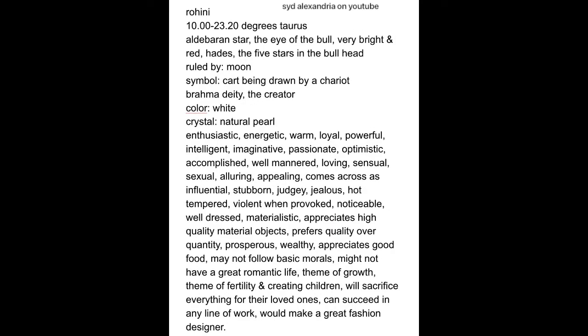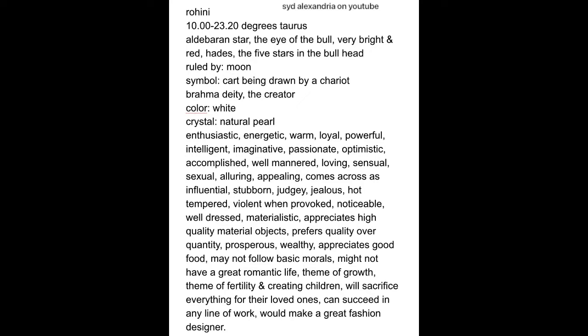Rohini is from 10 degrees to 23 degrees 20 minutes, all within the sign of Taurus. Its star is Aldebaran, the eye of the bull in the Taurus constellation. Its symbol is the chariot. If you want to read more about Rohini, go ahead. But I'm just going to tell you that they are enthusiastic, energetic, very warm and loyal, very powerful. They are intelligent and imaginative. They are very passionate and optimistic. They just have a sense of accomplishment, really.